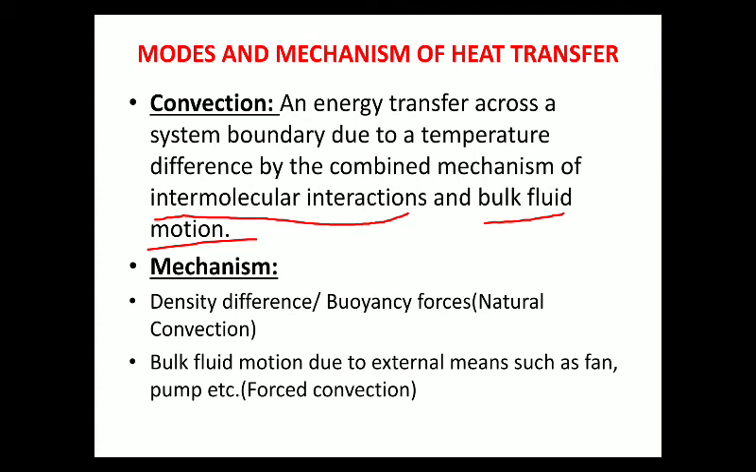In natural convection, it is the density difference or buoyancy forces that make the convection take place. Whereas in forced convection, we use fans, pumps, blowers, compressors, or some external power sources to make the fluid move forcibly. So this is about convection. Convection is a mode of heat transfer which takes place due to the bulk fluid motion and the intermolecular interactions as well, right?